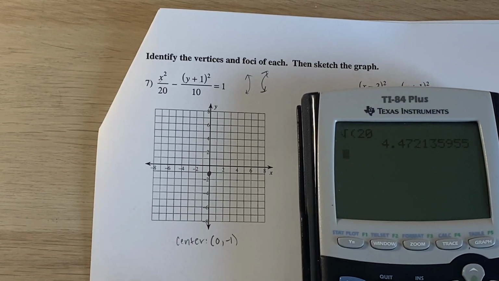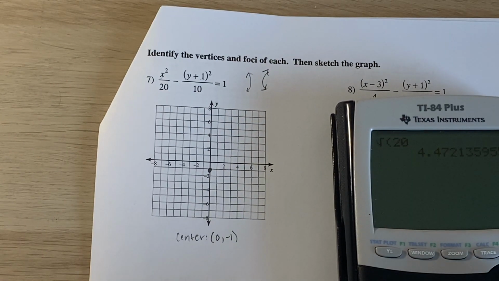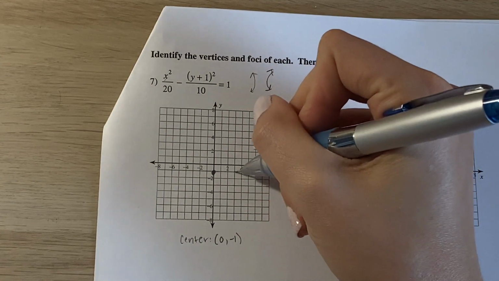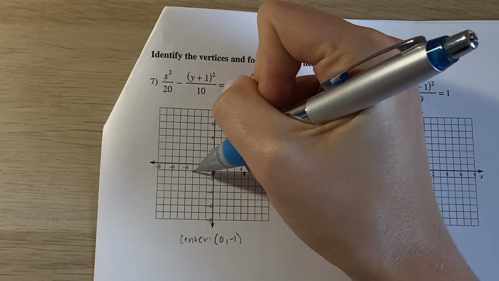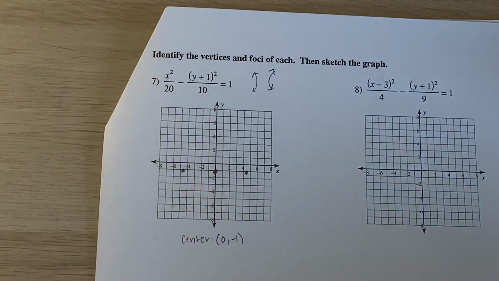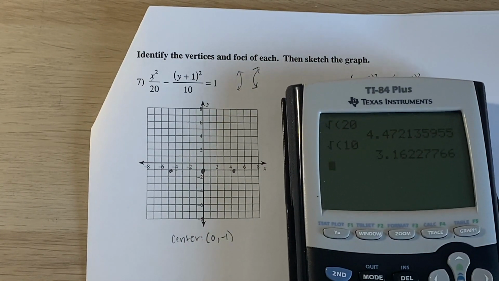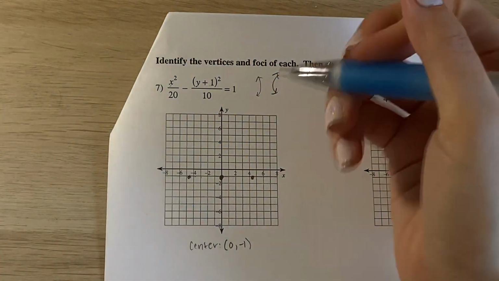is approximately 4.5. So I need to go 4.5-ish left and right in the x direction to build my box. So here's 4.5-ish. And 1, 2, 3, 4.5-ish this way. All right, in the y direction, we're moving up and down the square root of 10, which is approximately 3.2. So 3 and a little bit more up each way, up and down.